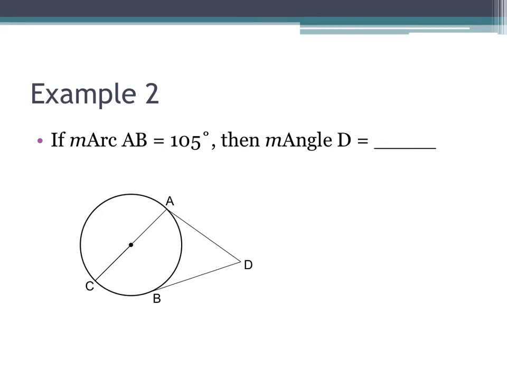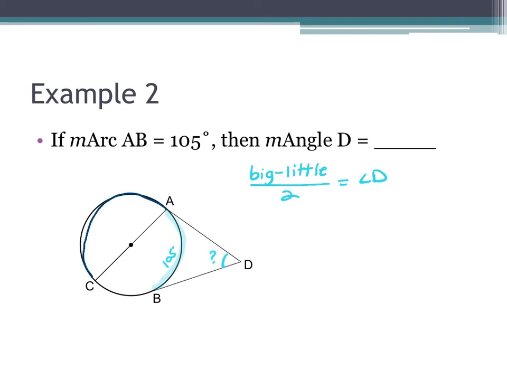All right, example 2 says if the measure of arc AB is 105, so this whole arc here is 105, then angle D is what? Angle D is what kind of angle? It's the outside one, right? So this is big minus little divided by 2 equals angle D. Yes? But I have 2 unknowns, right? Can I fix that? Yes. How? Get a diameter. 180.